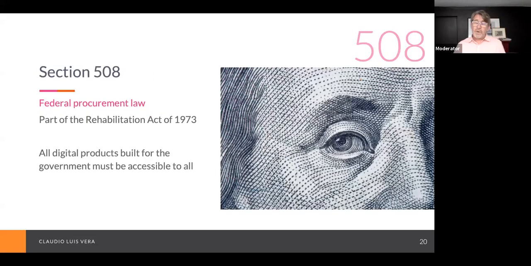So we also mentioned Section 508, and this is that Rehabilitation Act from 1973. And this is a federal procurement law. Basically it says that if you sell to the federal government, whatever you build needs to be accessible to all. And this applies to software as well. So Section 508 affected software manufacturers earlier than Title III of the ADA.